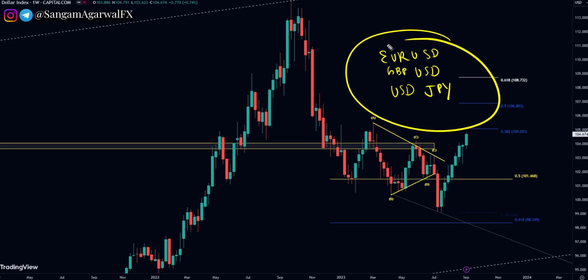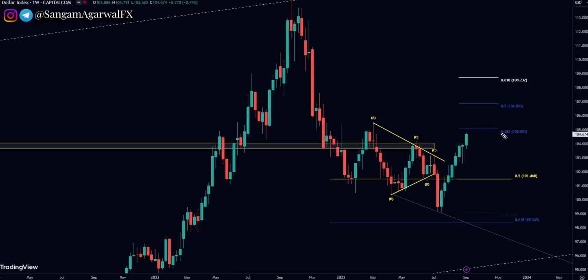Before you decide where all of these currency pairs will go next, you have to understand this blue weekly candlestick on the dollar index. This week's most important question is whether you will see one more blue candlestick or a red candlestick, which ultimately depends on all the important news this week.